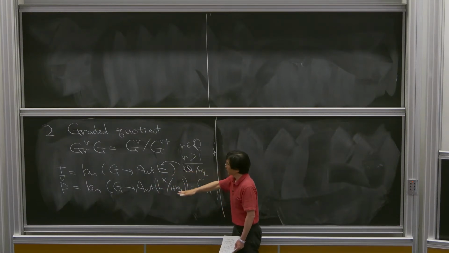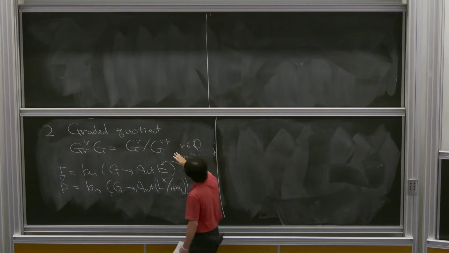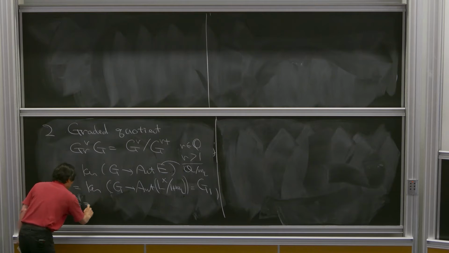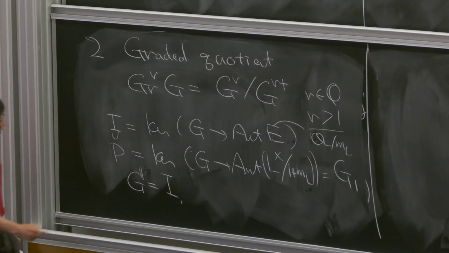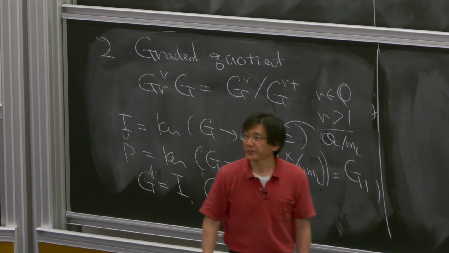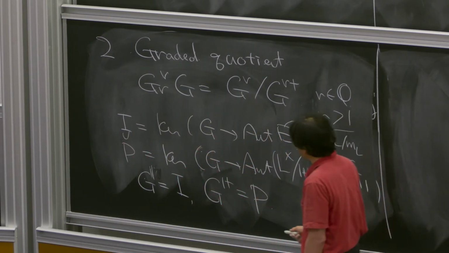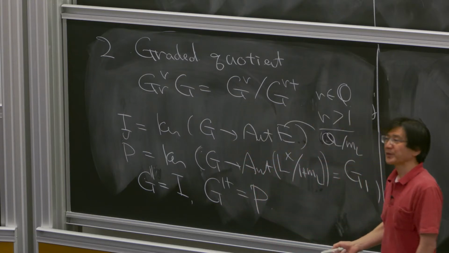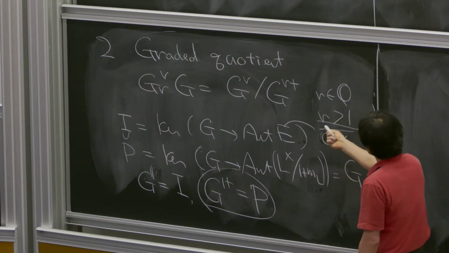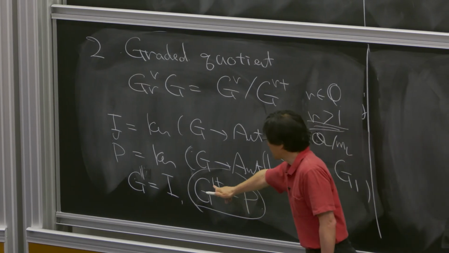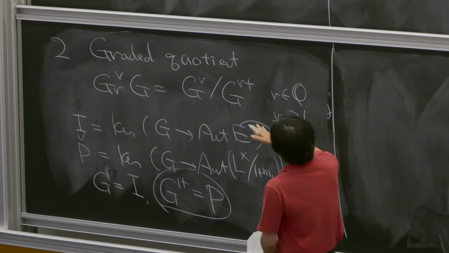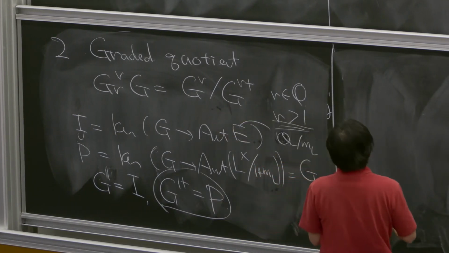So we have the inertia group and the wild inertia group. And the fact is that, I don't prove it today, but G1 is the inertia group, and G1 plus is P. So we will be interested in wild ramification. So we are interested in this part, and this condition corresponds to this one here. Okay. So we are going to study this graded quotient.